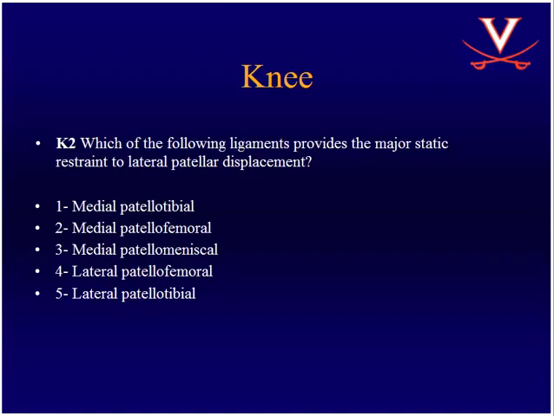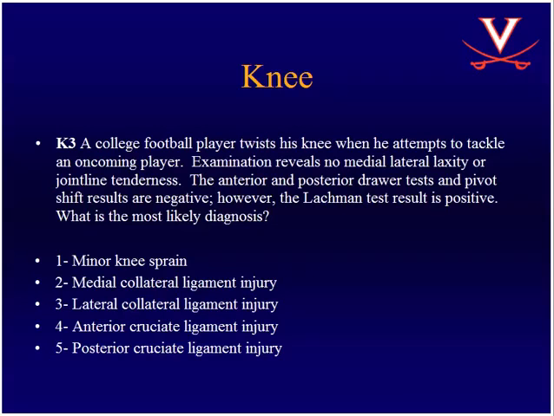Skipping 2, going to 3. College football player twists his knee, making a tackle. No medial laxity or joint line tenderness. Doesn't have meniscus tear or MCL. Anterior, posterior drawer tests and pivot tests are negative. Okay. Doesn't have a PCL. However, the Lachman's positive. What's the diagnosis? ACL. Skipping 4 and going to 5.